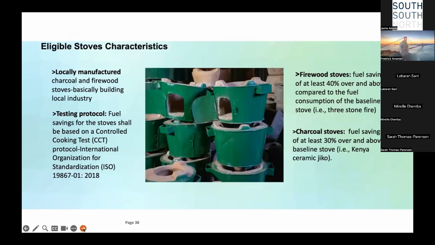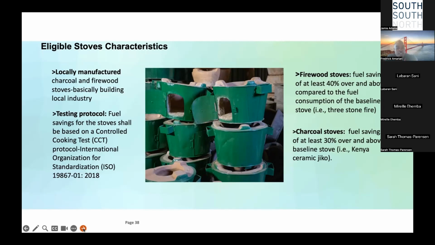So I think just to mention this, for the GCF project, we had criteria for stoves that can be supported. One very important one was the stoves were to be locally manufactured. So those producing were local producers, domiciled in Kenya and doing their operations in Kenya. The other requirement was we're doing both firewood and charcoal stoves, and the requirement was more on fuel savings with firewood stoves, achieving at least 40% over and above our baseline stove, which is a 3-stone open fire common in most parts of Africa.